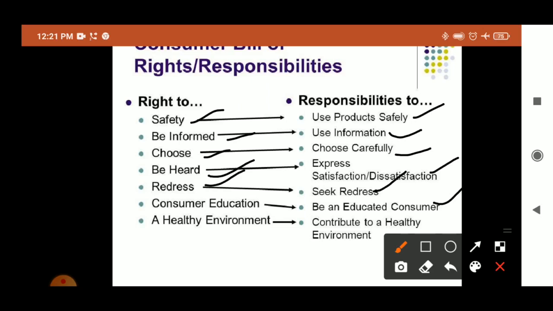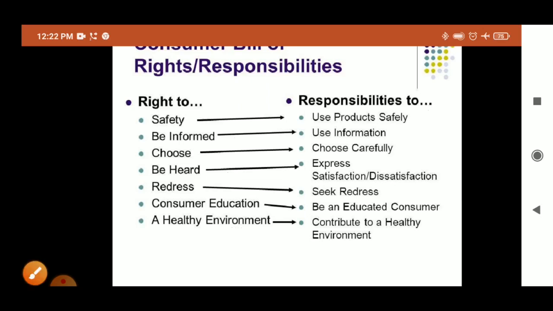Okay, then a healthy environment. So there should be a healthy environment which should be provided for the consumers. Only then they will be contributing towards the buying of products. A contribution to the healthy environment can be done when the consumer is provided with the healthy environment. So if he is being provided with good products, good facilities and all the other aspects, you can find that the consumer will be ready to buy the products continuously. Otherwise, when it is defective or when it is affecting the health of the consumer, he will not be able to buy the product. So that is what is about the consumer right and responsibility.